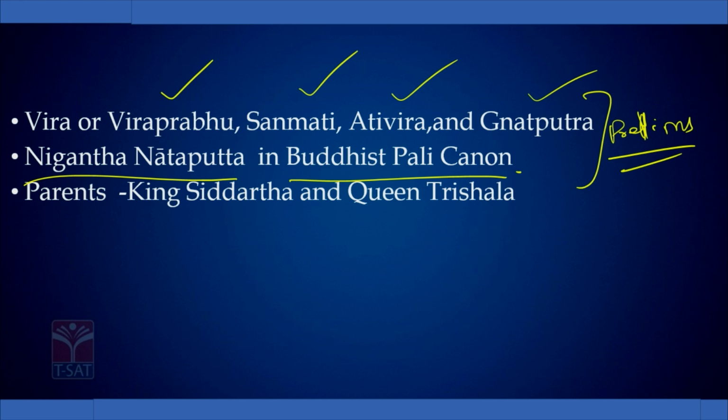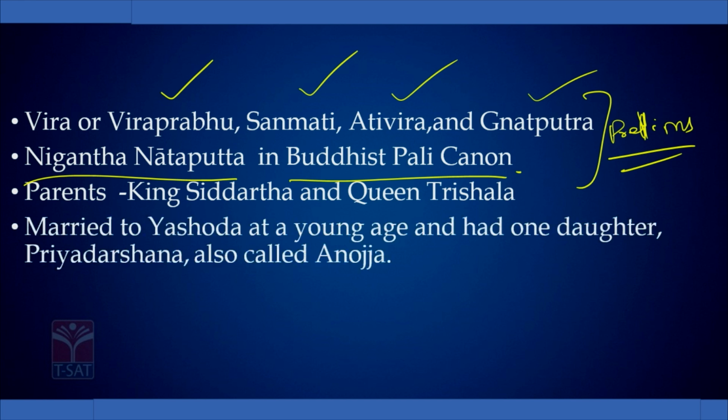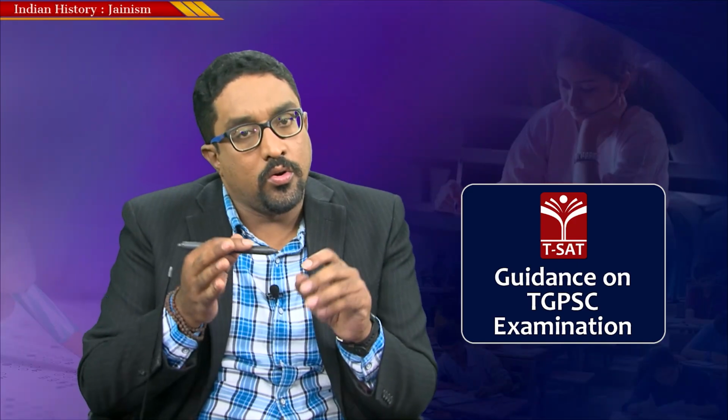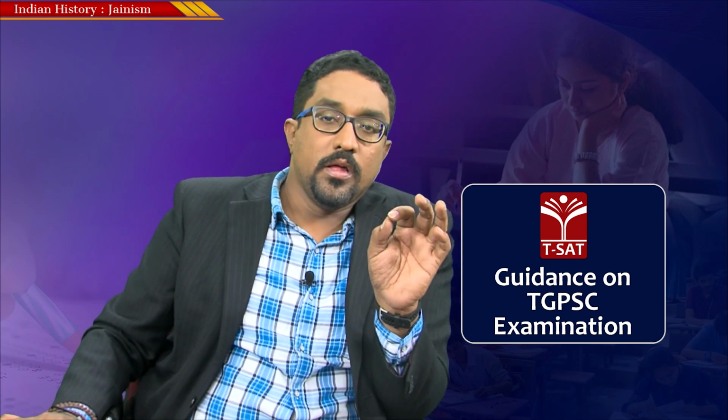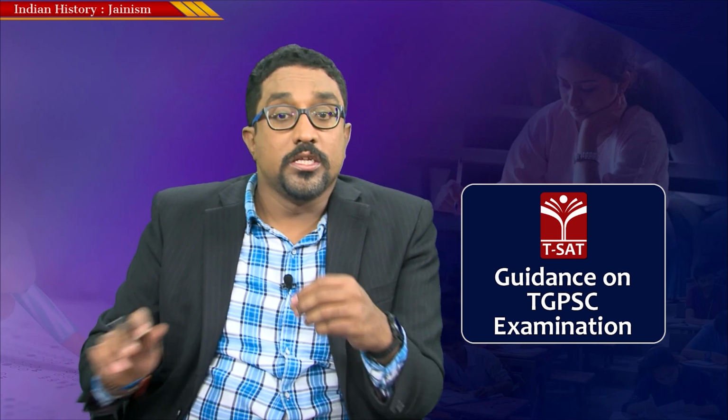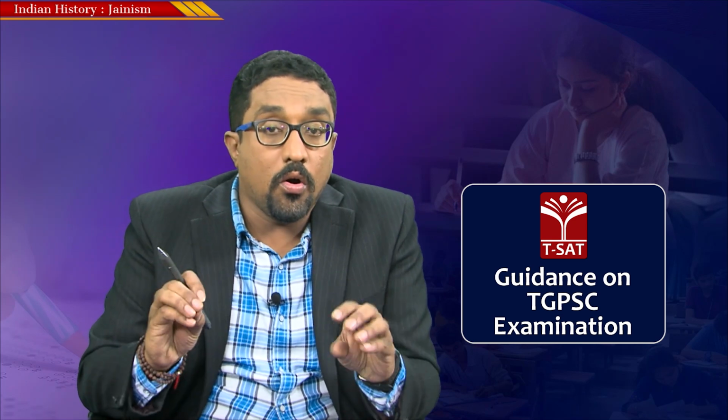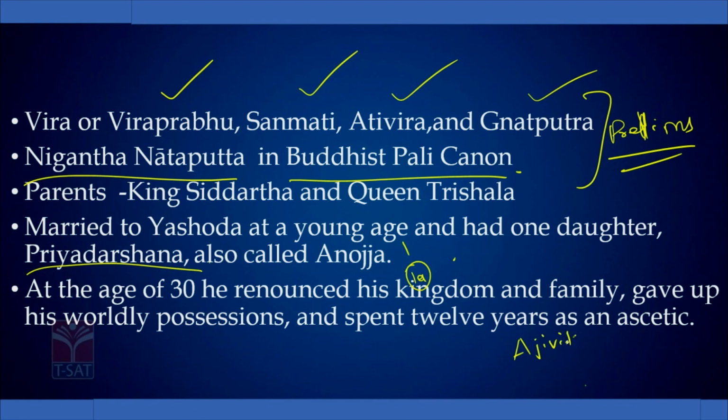So his parents were both Kshatriya. His mother herself was a princess. His father was Siddhartha. He was married to Yasoda at a very young age of 19. And as I said, he had a daughter, Priyadarshana. In Pali books she is called Priyadarshi or Annoja. Priyadarshi, Priyadarshana or Annoja, all three are her names only, Mahavira's daughter's names. At the age of 30, he gave up his family life and spent 12 years as a wandering monk. Initially, remember, he was only an Ajivika.